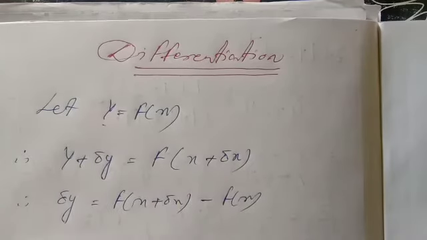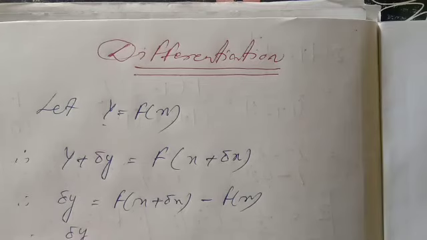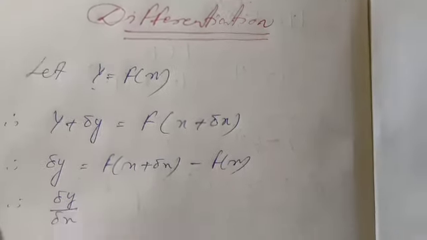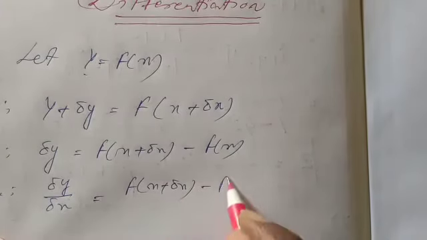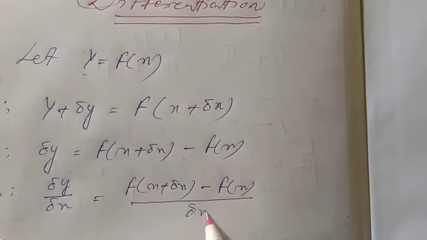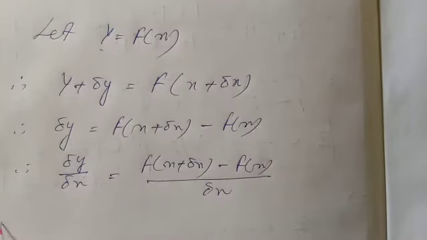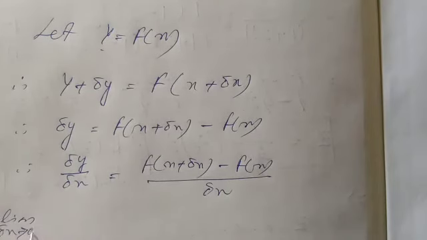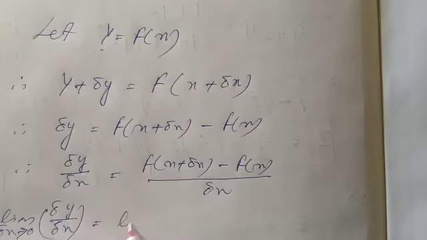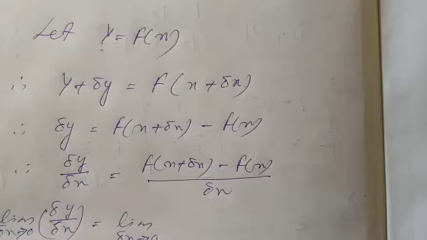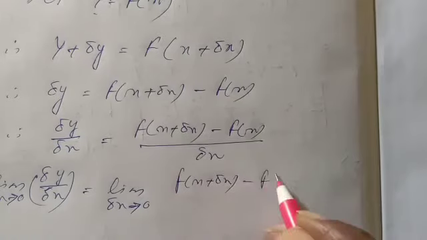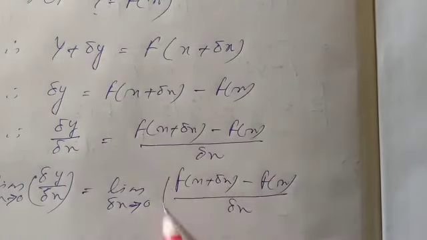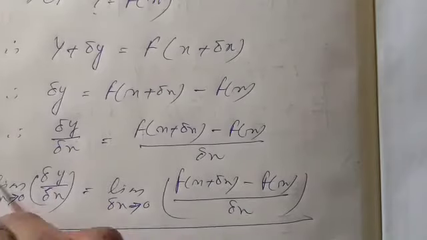Dividing both sides by delta x, this will be f of x plus delta x minus f of x by delta x. Taking the limit on both sides, the limit as delta x tends to 0 of delta y by delta x equals the limit as delta x tends to 0 of f of x plus delta x minus f of x by delta x. This is called the derivative by first principle.